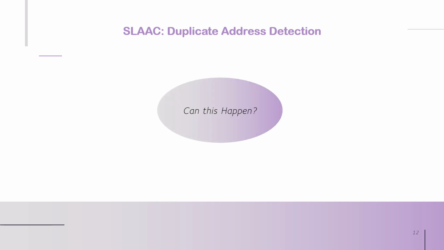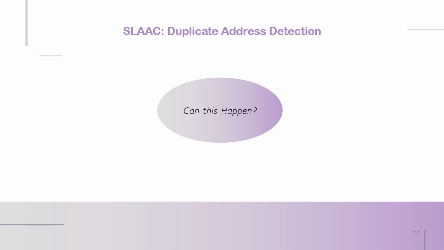The duplicate address detection process is used by a host to ensure that the IPv6 global unicast address it is using is unique. Duplicate address detection is implemented by using Internet Control Message Protocol version 6. To perform this, the host sends an ICMPv6 neighbor solicitation message with a specifically constructed multicast address called a solicited-node multicast address. This address duplicates the last 24 bits of the IPv6 address of the host.